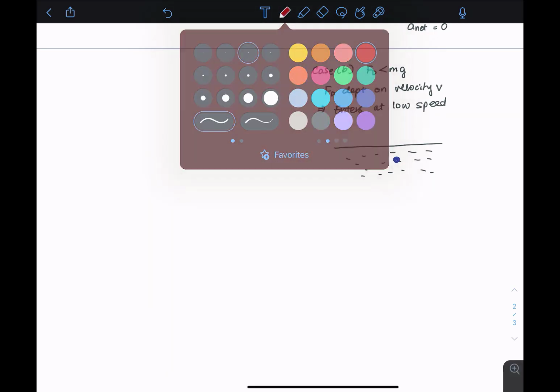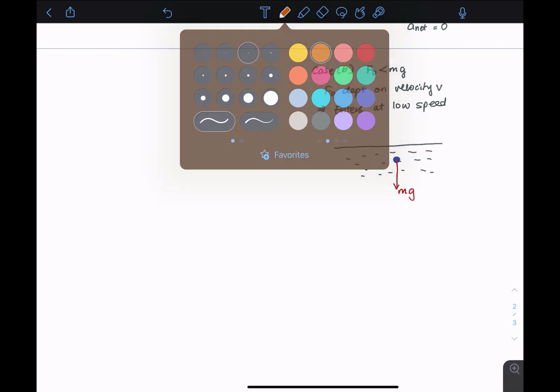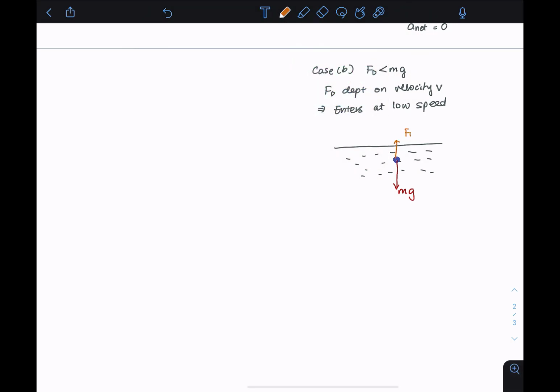So we've got our mg again, but in this case my drag force is very small. If you look at the diagram, you'll be able to tell that my net force is acting downwards, and hence the acceleration of the object as it's going in is also acting downwards. Since we have taken downwards as positive, the acceleration is positive as well.